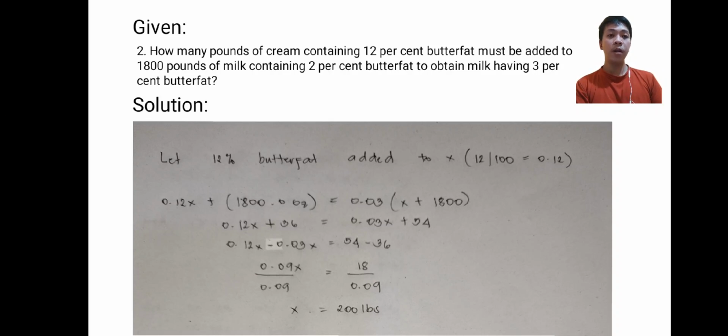We need to transpose 0.03x, so it will become negative 0.03x, is equal to 54, and transpose 36, so it will become negative 36. So 0.12x minus 0.03x is equal to 0.09x is equal to 54 minus 36 is equal to 18. So in order to obtain x, we need to divide both sides by 0.09. So the final answer is x is equal to 200 pounds.